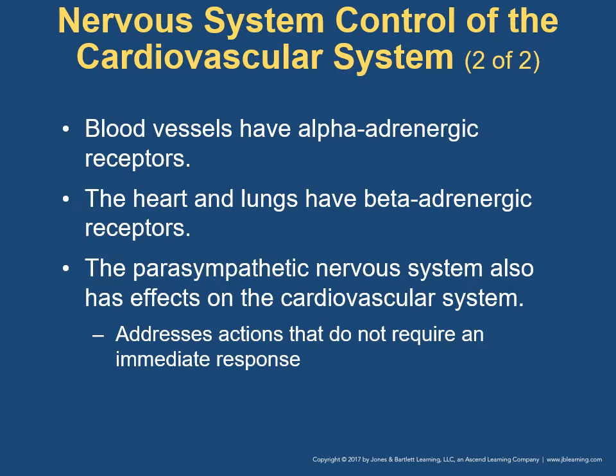The parasympathetic nervous system addresses actions that do not require an immediate response. When stimulated, this system causes the heart to slow. The opposition between the sympathetic and parasympathetic nervous systems allows the body to respond appropriately. So the sympathetic is the fight or flight. The heart rate increases, the blood pressure increases. And the parasympathetic is the feed and breed. Things slow down.